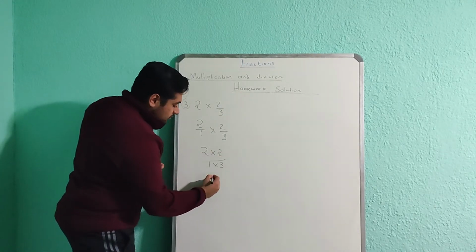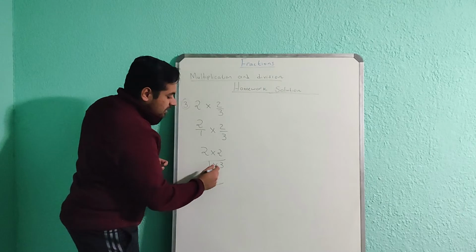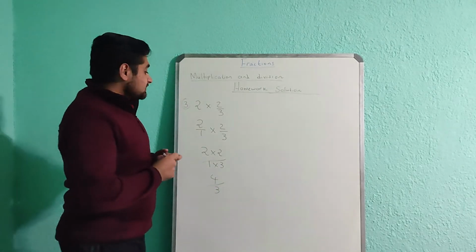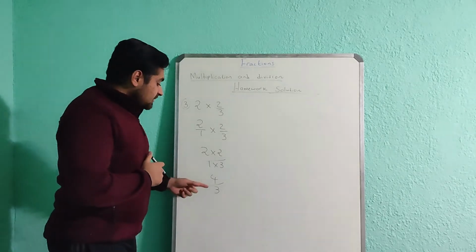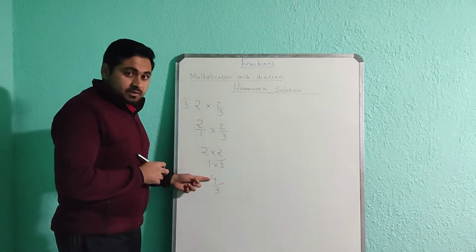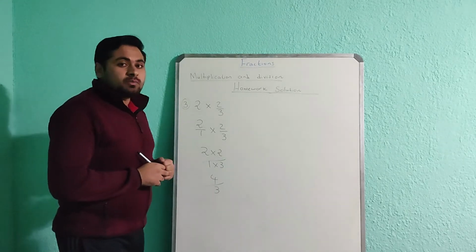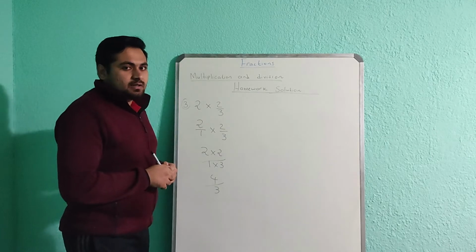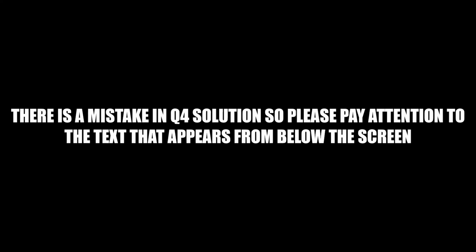What is 2 times 2? That's 4. What is 1 times 3? That's a 3. Do we need to perform step 4? Can you simplify more further? The answer is no. Why? Because in the numerator, we got an even number, and in the denominator, we got an odd number. Therefore, our answer is 4 over 3. Let's move on to the next solution.